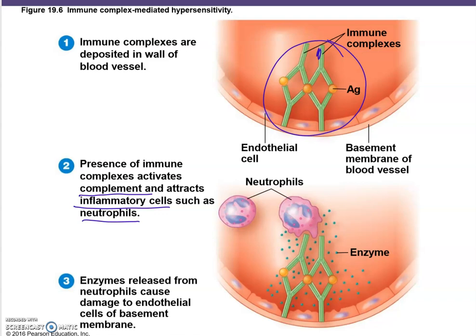So these enzymes released from the neutrophils will cause damage to endothelial cells of the basal membrane, and they can cause leakage of blood as well.